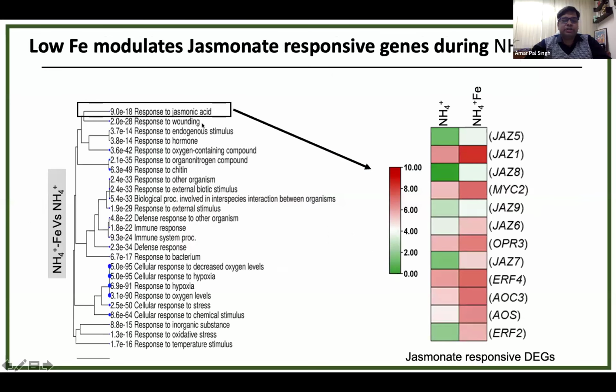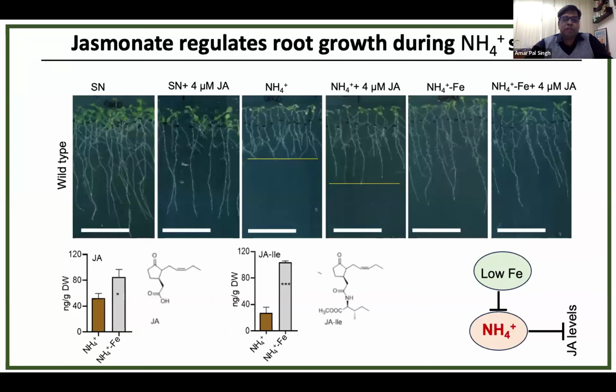So when we did the pathway enrichment analysis, we found that one of the hormones, jasmonic acid, comes at the top when we compare the DEGs between ammonium versus ammonium minus iron. We can see several genes that are well demonstrated to regulate the jasmonic acid response. They are differentially regulated by iron availability. So this led us to the background that most probably it is JA which is governing the ammonium stress response of the plant.